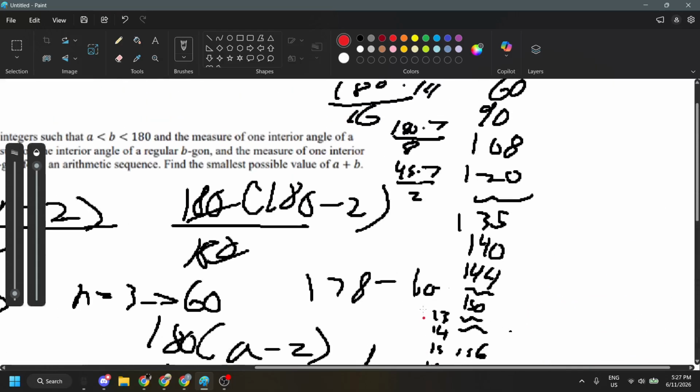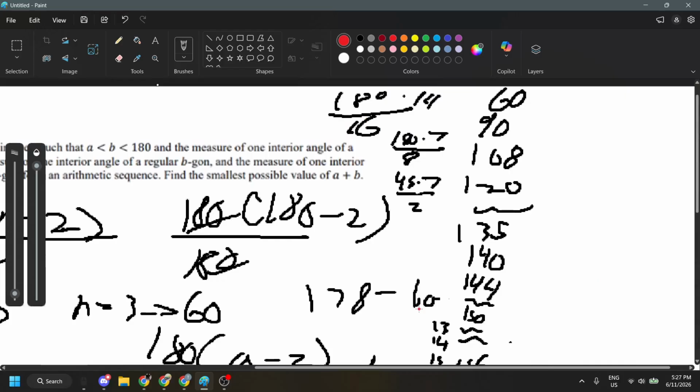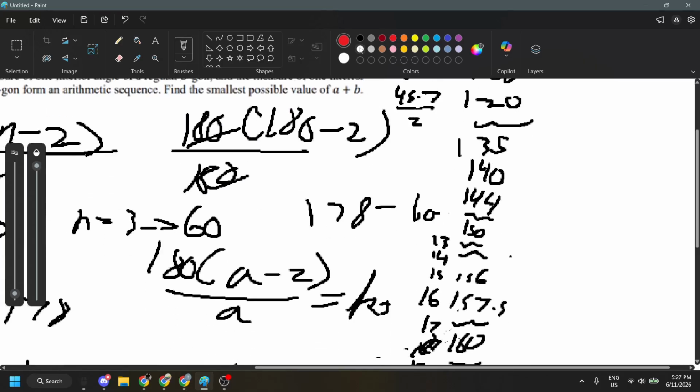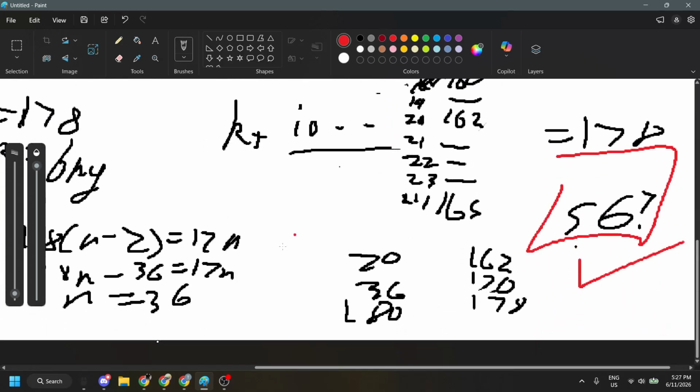What they did is they solved B in terms of A or A in terms of B. Yeah, I solved A in terms of B, then found the smallest integer pair. So I guess what I did worked, but it was just too long.